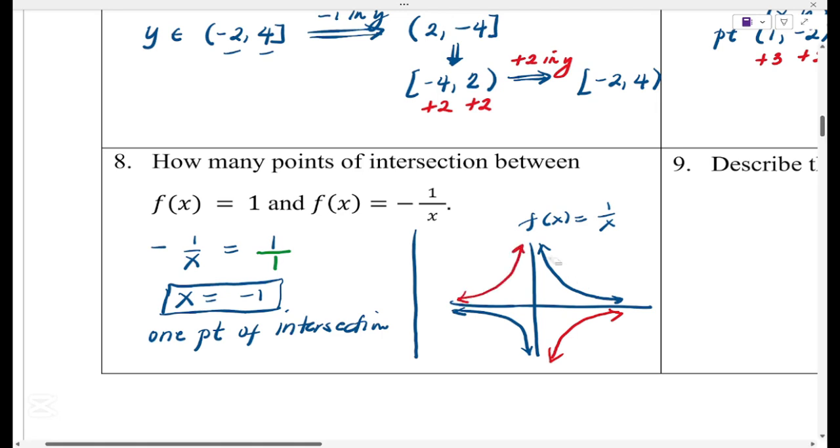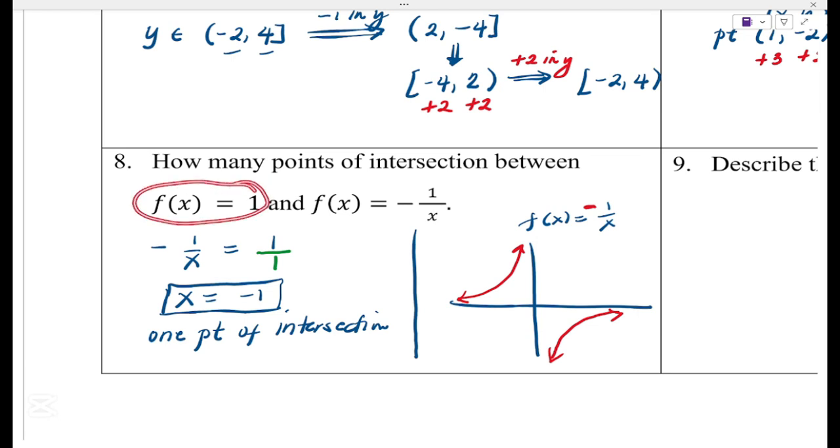So now this is the graph of negative 1 over x. This function is now negative 1 over x. And when y is equal to 1, y equals 1 is here on this part, and the point of intersection is only 1. So that is the graphical solution to know the number of points of intersection.